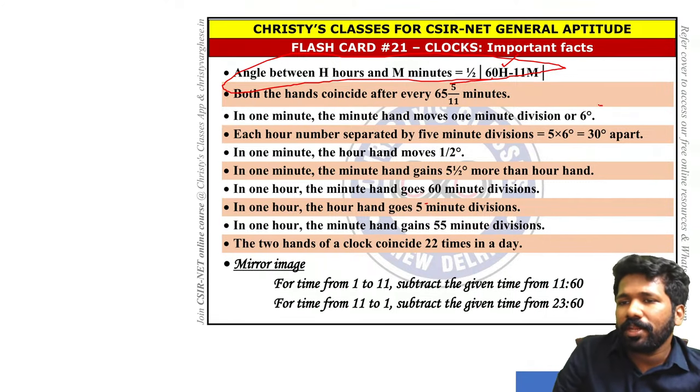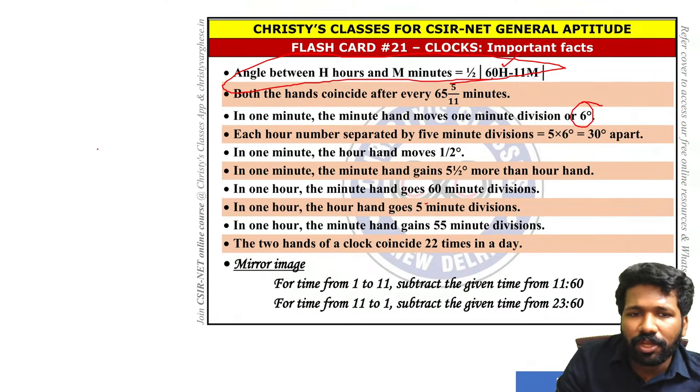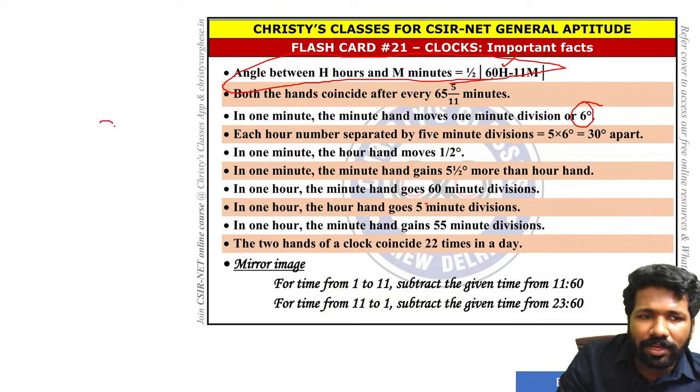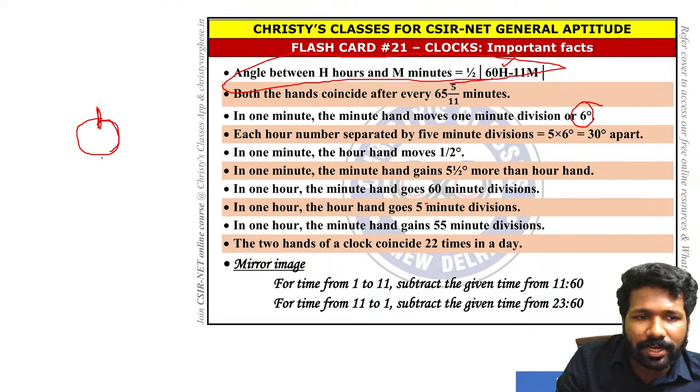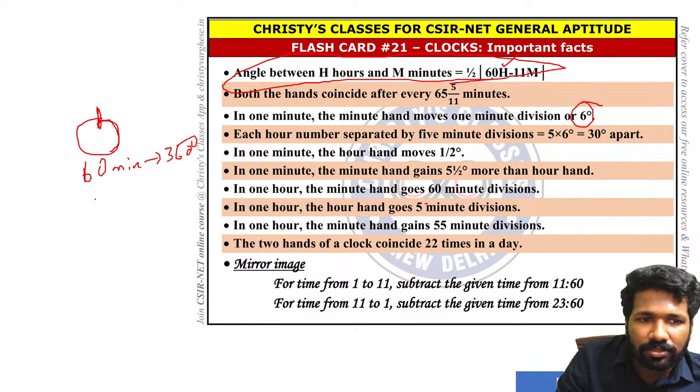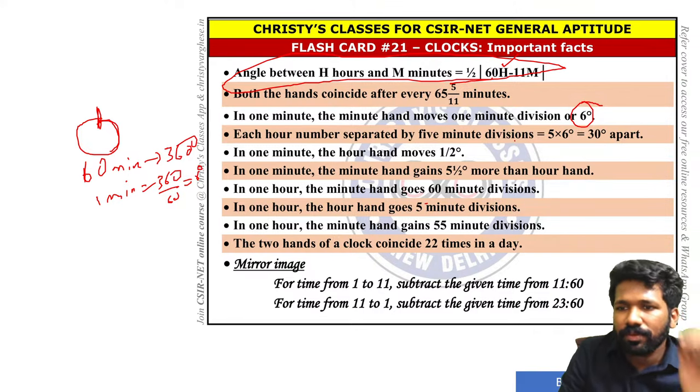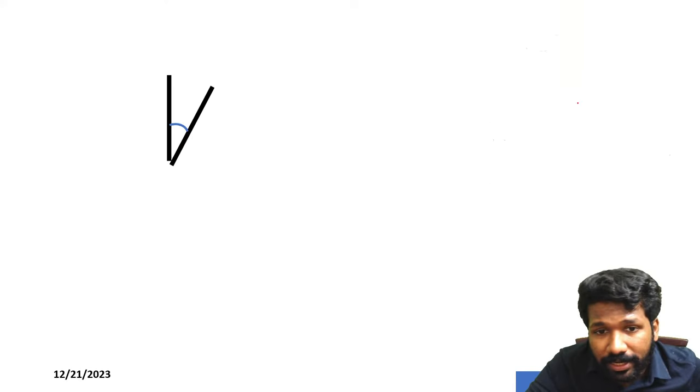In every minute, the minute hand will travel 6 degree. How do we know? In 1 hour, the minute hand will travel 360 degree, because in 1 hour it will complete a full circle. A circle is 360 degree. So 1 hour means 60 minutes, the minute hand will travel 360 degree. So in 1 minute, it will travel 360 by 60, that is 6 degree. That is how we get 6 degree. All of you understood that?